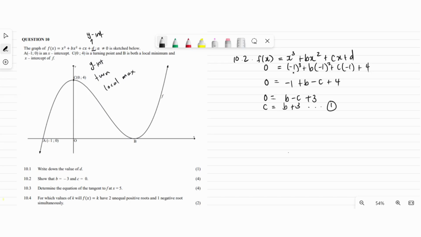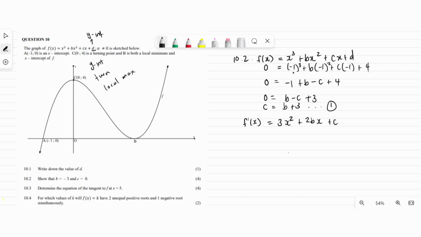Now to find the second equation, I'm going to use the fact that c is the turning point. And knowing that to find the turning point, we need to find the first derivative. So we're going to say f prime is equal to 3x squared plus 2bx plus c. The d, since d is the constant, is going to get cancelled out.